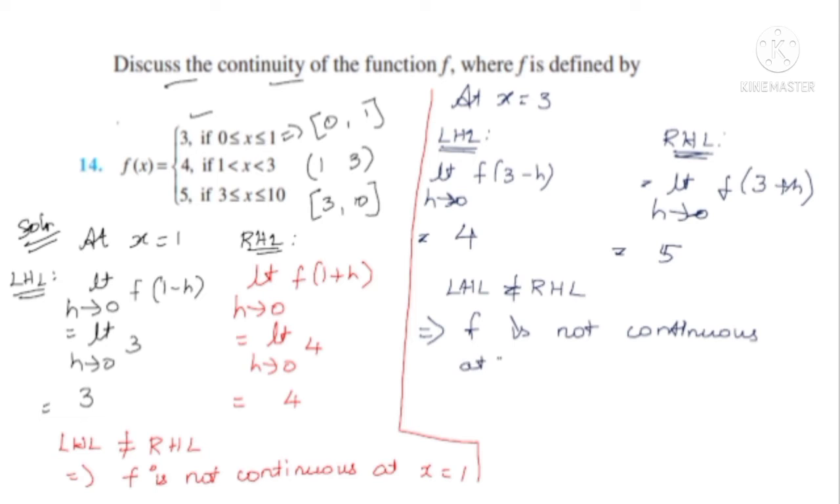F is not continuous at x is equal to 3. So at x is equal to 3, f is discontinuous. Therefore f is discontinuous at x is equal to 1 and x is equal to 3. So this is the answer for sum number 14.